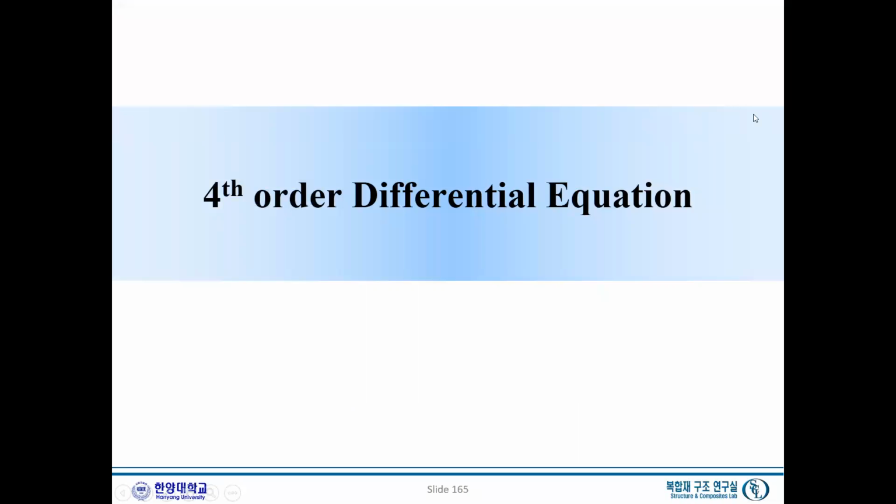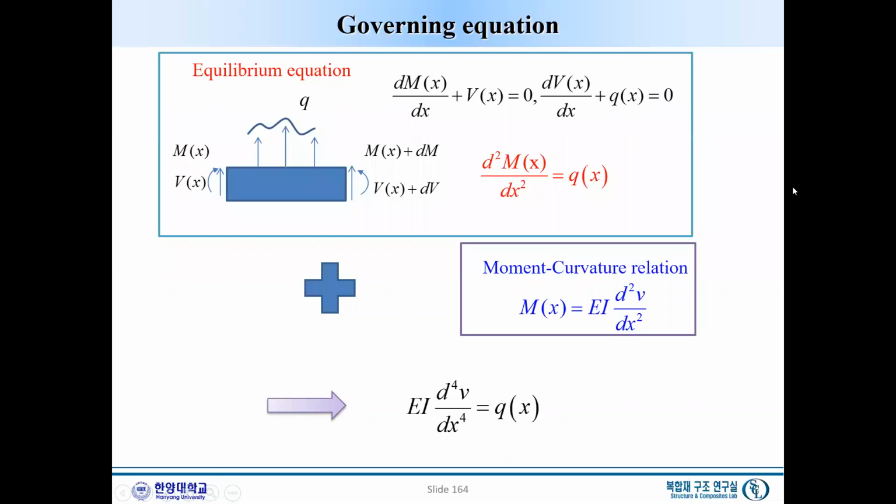Okay, today we will study how to solve the governing equations which describe the beam deflections. Last week, we derived the beam governing equation, which is simply EI, the bending stiffness, times the fourth derivative of V, the deflection, equal to q(x).